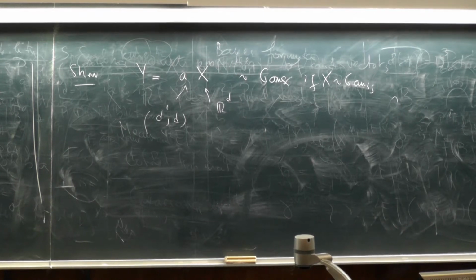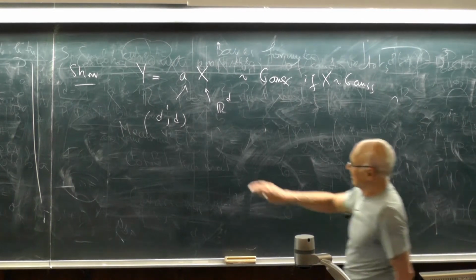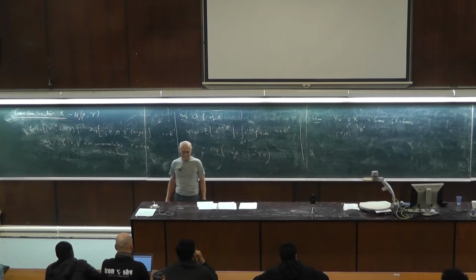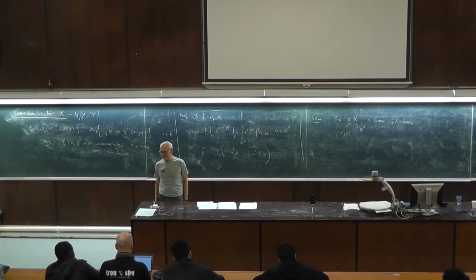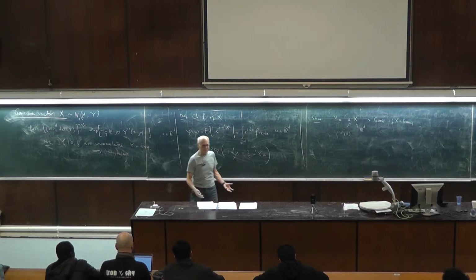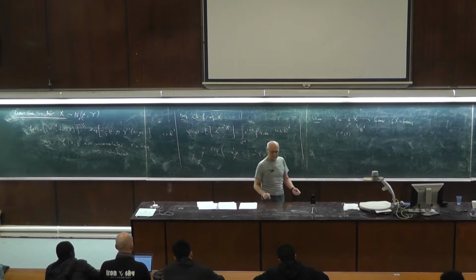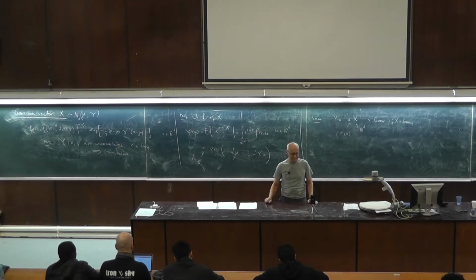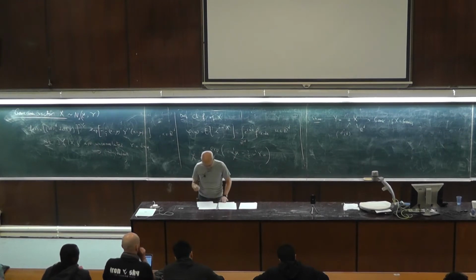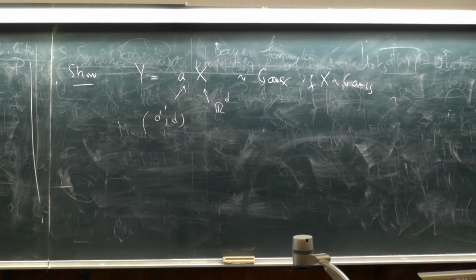And the hint is the following. Calculate the characteristic function of Y. And you find out that you end up with something like this, and you identify both the mean and the covariance matrix of Y. Okay? All right.